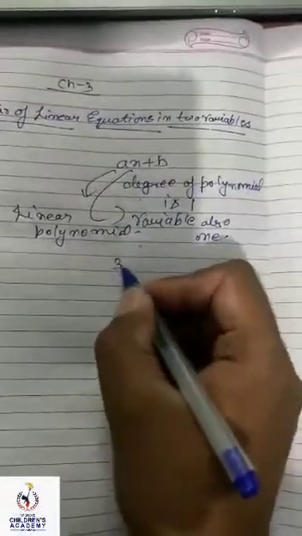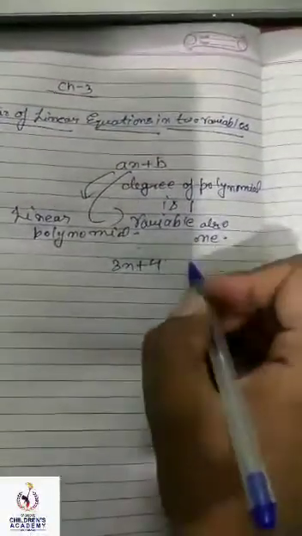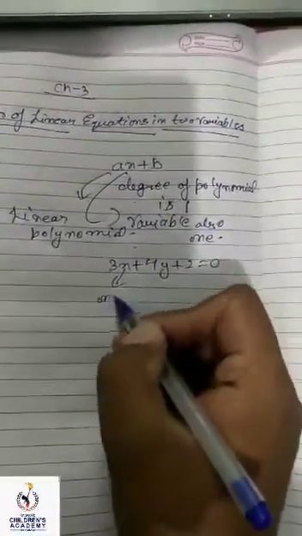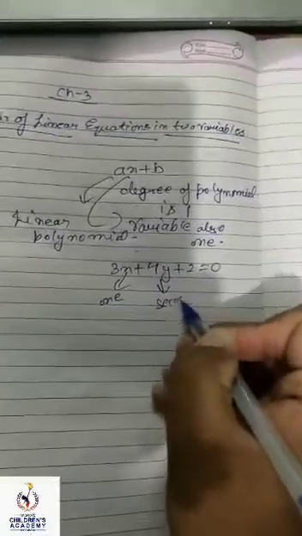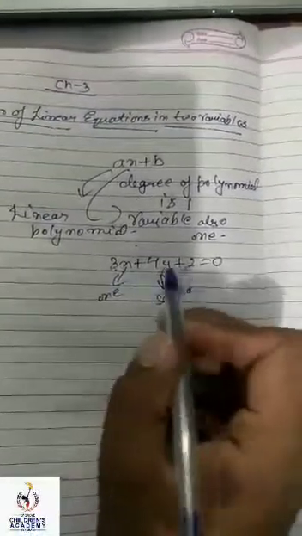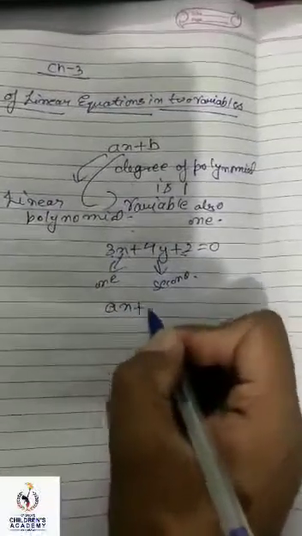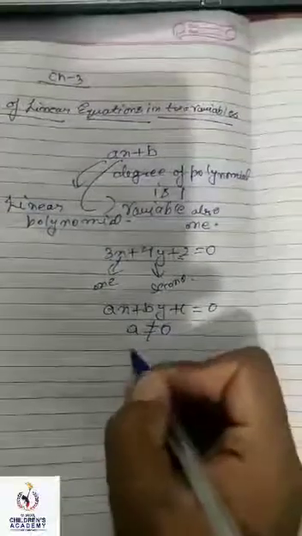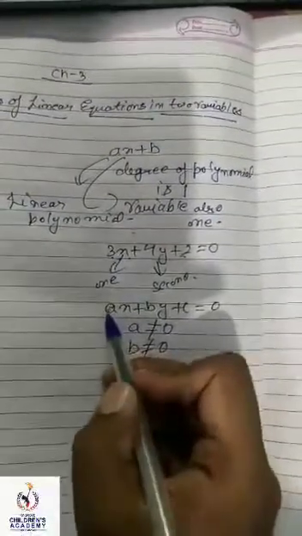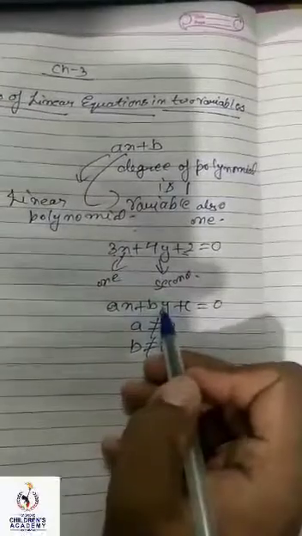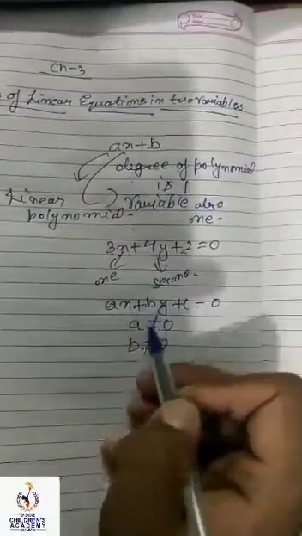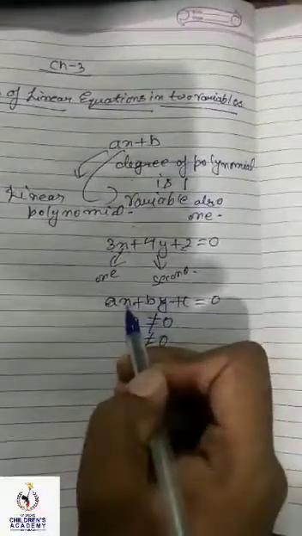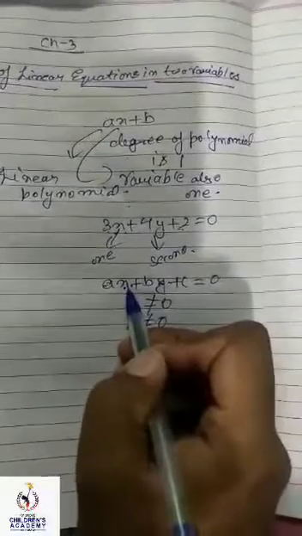Let's take an example, 3x plus 4y plus 2 is equal to 0. See, x is one variable and y is the second variable. If we want to write the general form of this equation, we can write ax plus by plus c is equal to 0, where a should not be equal to 0 and b should not be equal to 0. If a is 0, the x term will be 0, so the linear equation will convert into one variable, and if b is 0, then also the y term will be 0, and again the linear equation will convert into one variable.